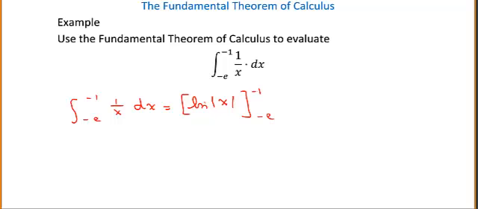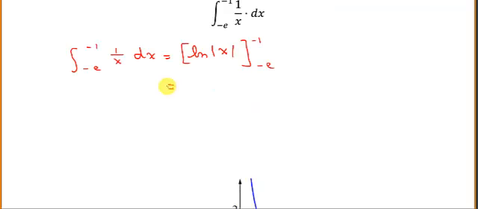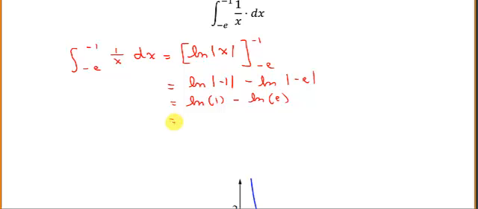First step, antiderivative. Second step, evaluate it. So we'll have the value at the upper limit, the natural log of the absolute value of negative 1, minus the value at the lower limit, the natural log of the absolute value of negative e. This would be the natural log of 1 minus the natural log of e. The natural log of 1 is 0, and the natural log of e is 1. So this would be 0 minus 1. It would be negative 1.